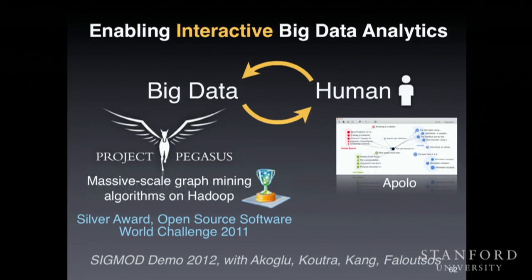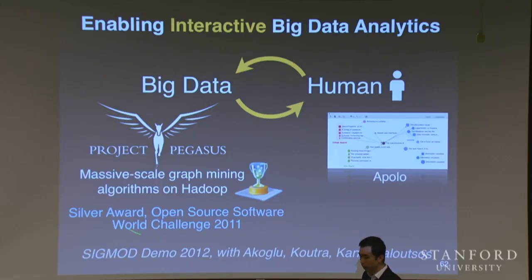Specifically, we have already started on that, using a really scalable algorithm in the back end that does mining of a large graph, and then using Apolo as the front end for people to interact with the data, or a subset of the data, and give feedback to the algorithm. This package, the Graph Mining Package, won the Silver Award in the Open Source World Challenge in 2011, and the whole work was submitted as a SIGMOD demo in 2012.